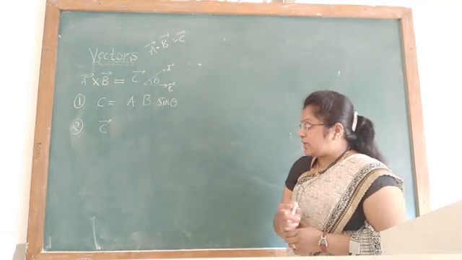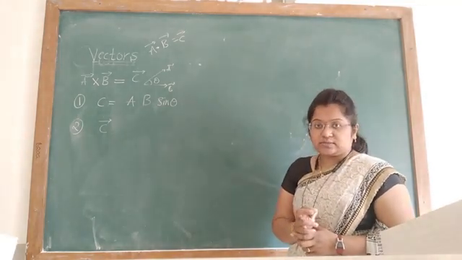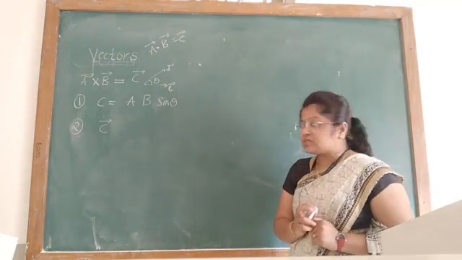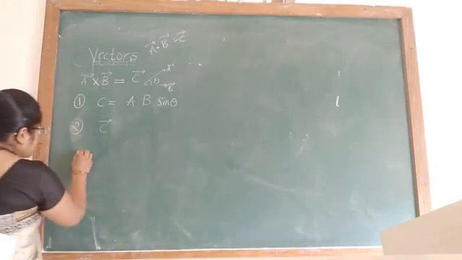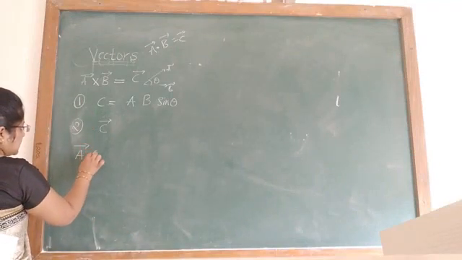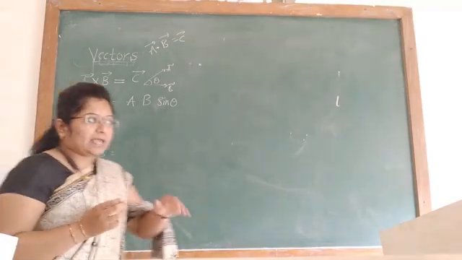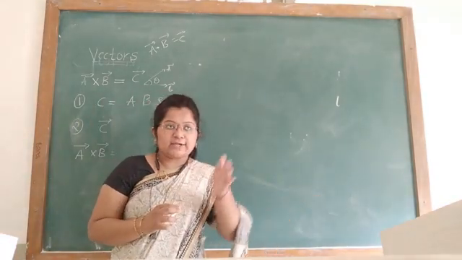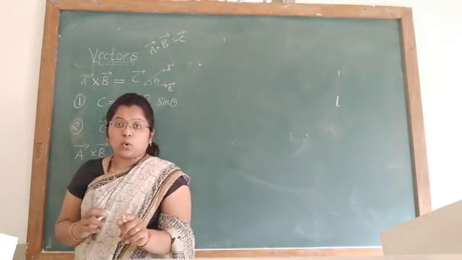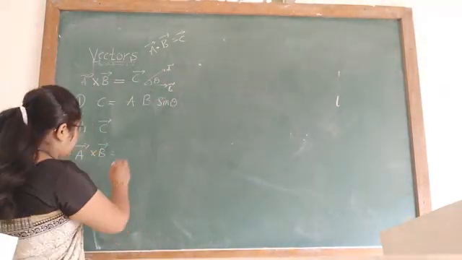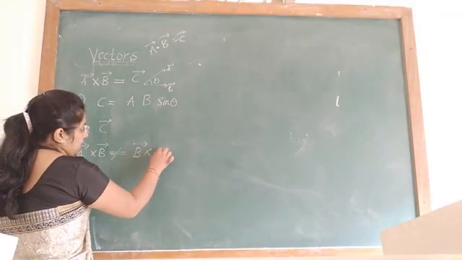Okay, so here we are doing some mathematical rules with the vectors A and B. The vector product of two vectors is not commutative. Commutative means A plus B is equal to B plus A, or A into B is equal to B into A. But this rule will not hold good for vectors: A cross B is not equal to B cross A.